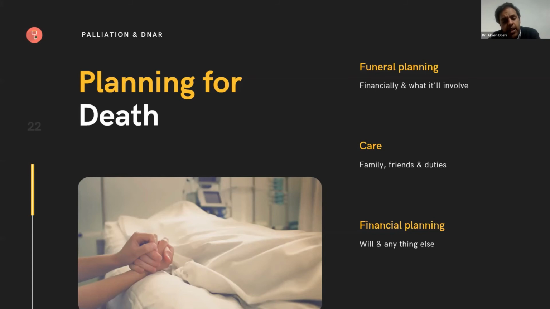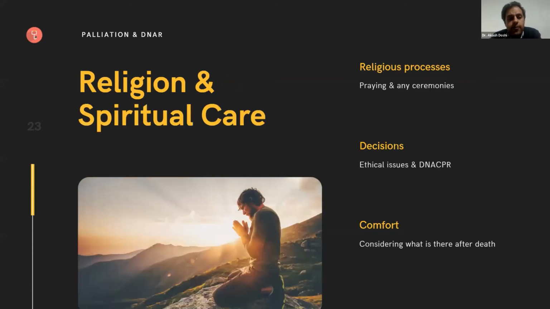Financial planning. So having a will, or what you're going to do with your properties, with your belongings, any kind of passwords that you might want to pass on. Those are all things that you want to consider early, when you're ready and able to have those conversations. Next is religion and spiritual care.